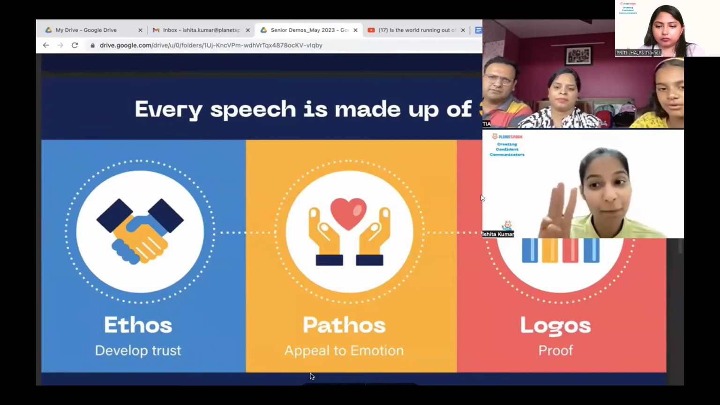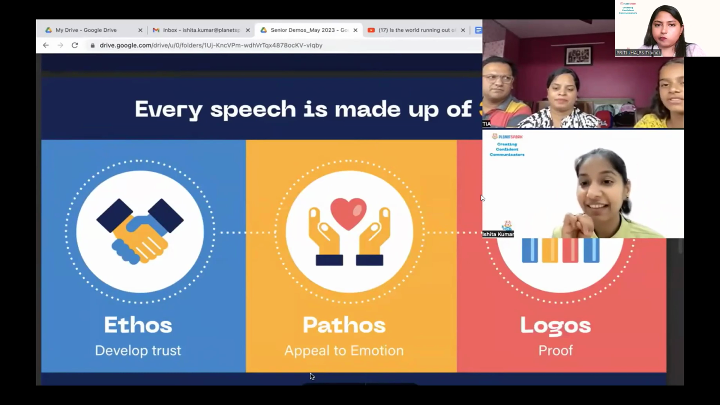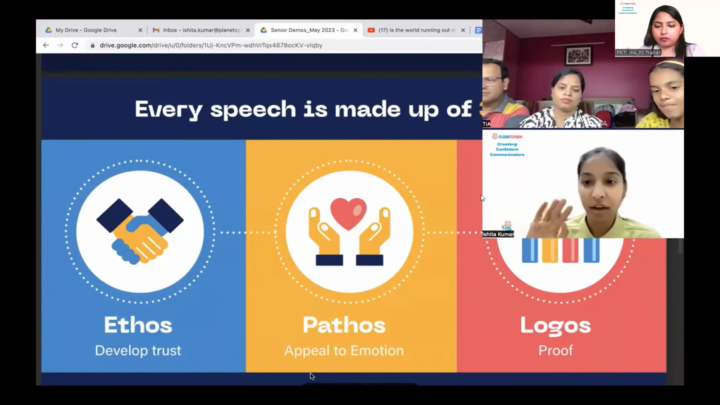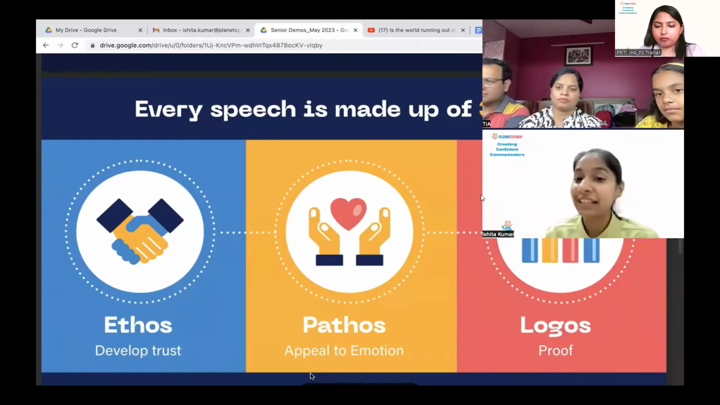Logos, proof. What do you mean by proof? The proof which you gather that that particular restaurant is there, something again giving a very logical, good reason so that they get convinced that, okay, now Tia has given me a very good reason. I can't find a reason to say no. So I'll get convinced.